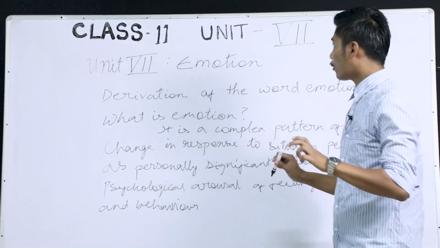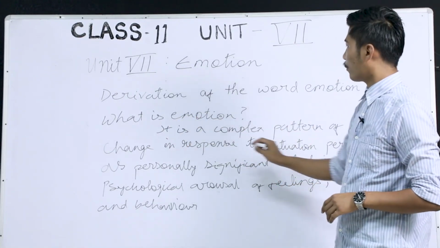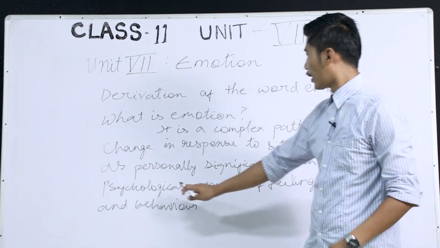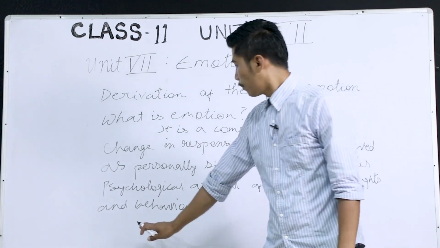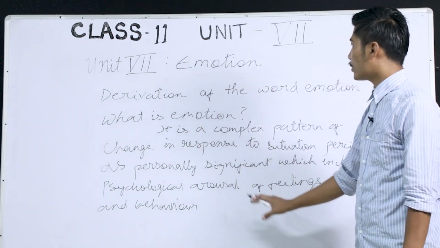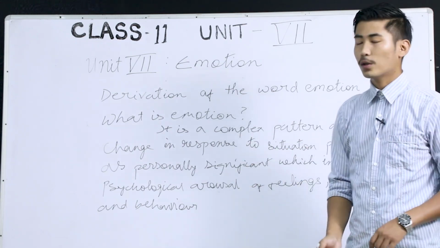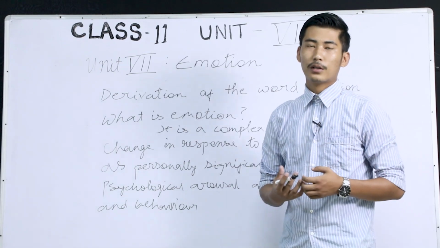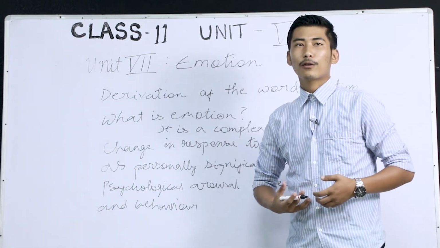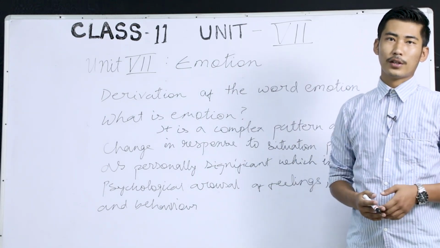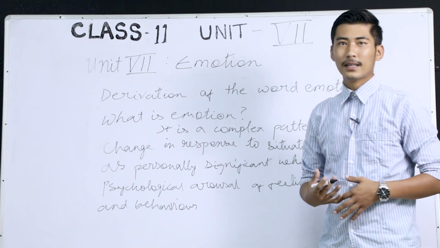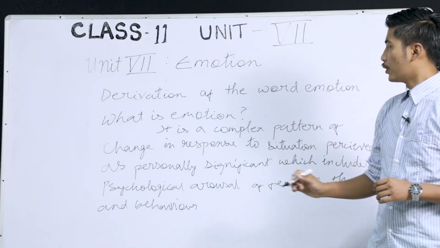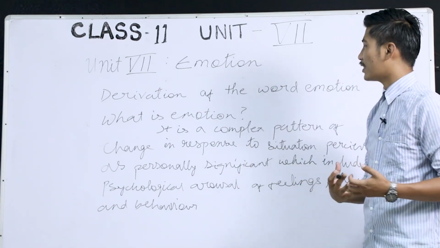Now, what is emotion? In psychological terms, emotion is a complex pattern of change in response to a situation perceived as personally significant, which includes psychological arousal or feelings, thoughts, and behavior. By this meaning, emotion is a complex pattern in response to situations. For example, in our day-to-day lives, whenever we get scolded by our seniors or our teachers, there is a psychological arousal because you are reacting to the situation you are facing. Sometimes you might get sad, or you might take the situation in a very aggressive way, which comes in terms of anger. So emotion is basically responding to a situation as personally significant to yourself.